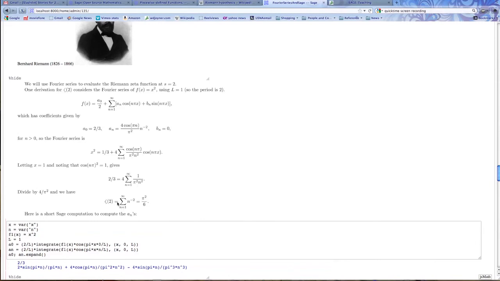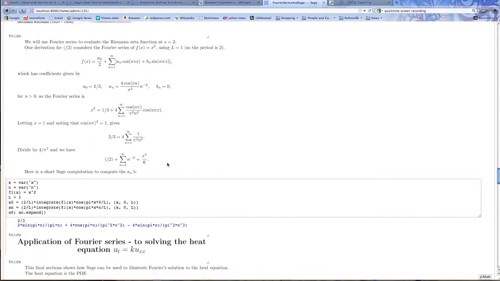So the sum, 1 plus 1/4 plus 1/9 plus 1/16 plus 1/25 and so on, that sum we know converges to pi squared over 6.